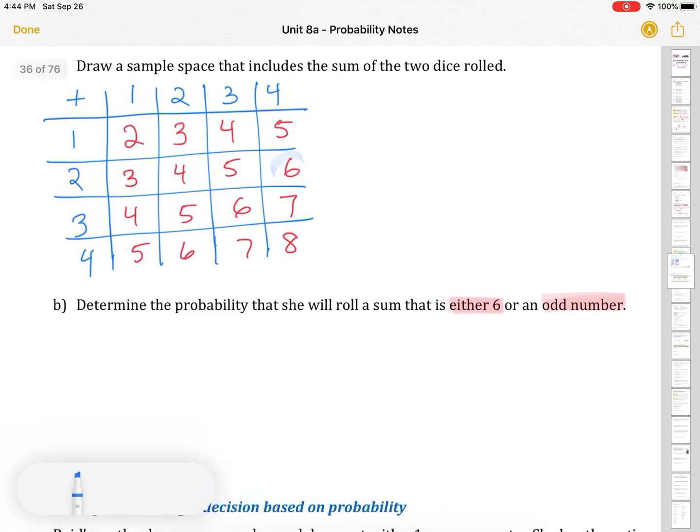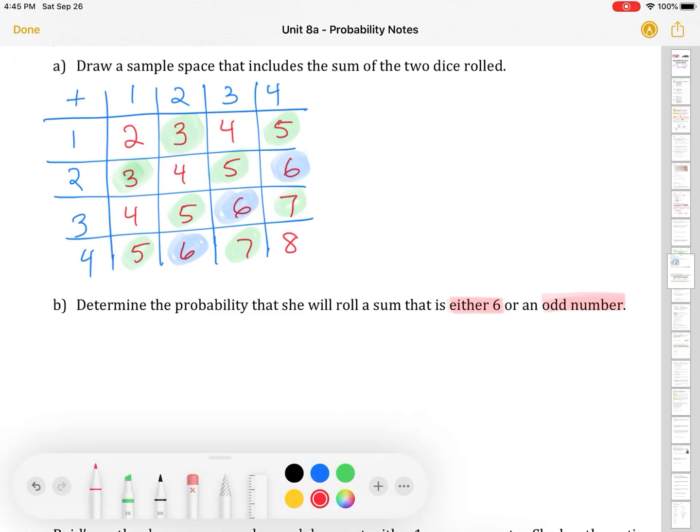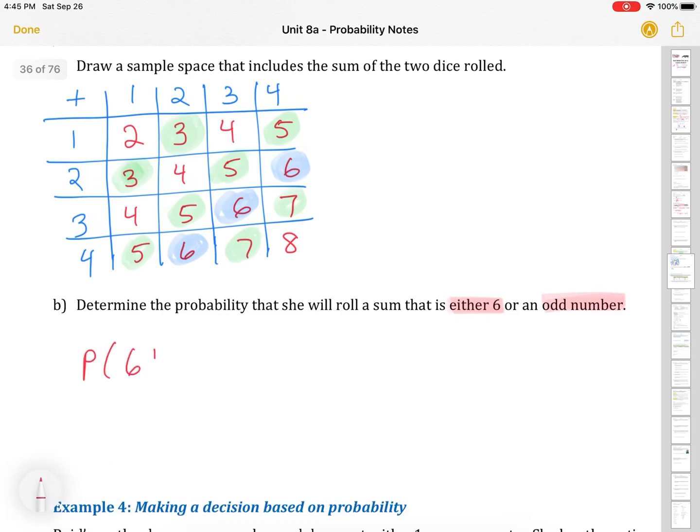Determine the probability that Jennifer will roll a sum that is either a 6 or an odd number. So let's highlight those. So we have 6s here, 6, 6, 6, and then we can also highlight our odd numbers. So I have 7 is an odd number, 5 is an odd number, so we'll highlight all of the 5s and all of the 7s, and 3 is an odd number. Okay, now we know all of our possible answers.